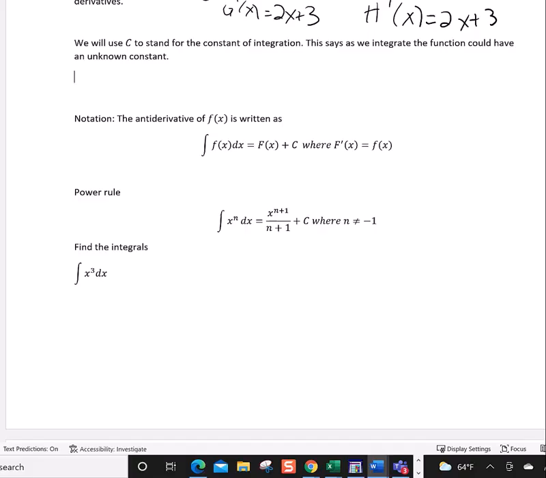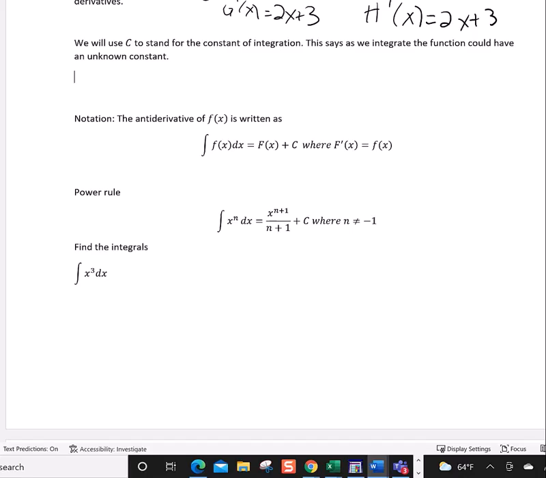Our first rule and our big rule is the power rule. We had power rules for derivatives, so now this is the power rule for integration. The integral of x to the n dx is x to the n plus 1 divided by n plus 1, then plus C, where n is not equal to negative 1. So let's talk about that. When I did derivatives, I brought the n down and I subtracted 1. I want you to think of antiderivatives as the opposite. We're trying to come up with the original function given the derivative.